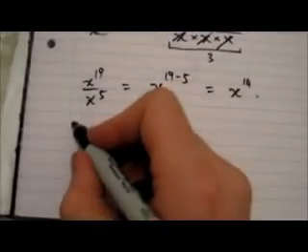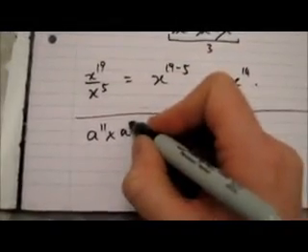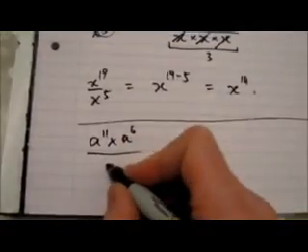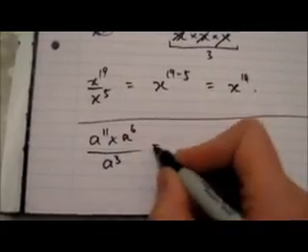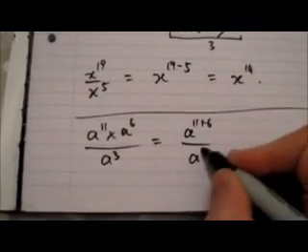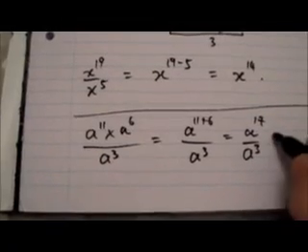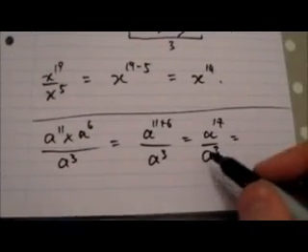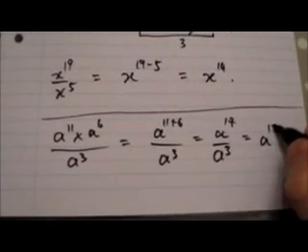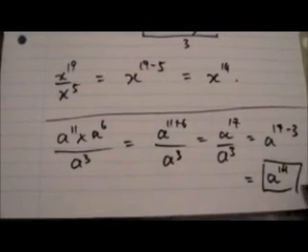Okay, and we can put this together and we can do questions like a to the power of 11 by a to the power of 6 all over a to the power of 3. So on the top you're multiplying, so you say 11 plus 6. So it's a to the power of 17 over a to the power of 3. And now because you're dividing, you need to subtract. So that's a to the power of 17 minus 3. So a to the power of 14.